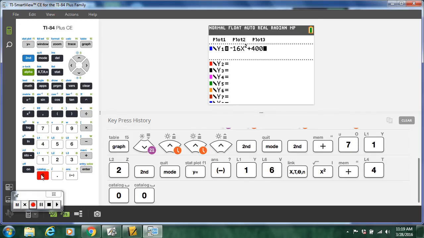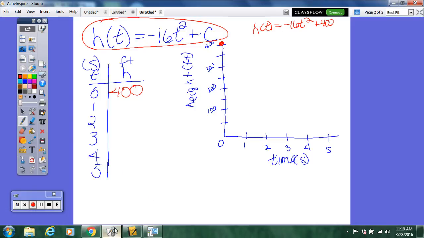Now we definitely do not want to graph this on the standard viewing window, because the standard viewing window only goes from negative 10 to 10, right? They actually gave us what they wanted us to use in the table. Why do we not need to see negative x's? Why are we only graphing the first quadrant?